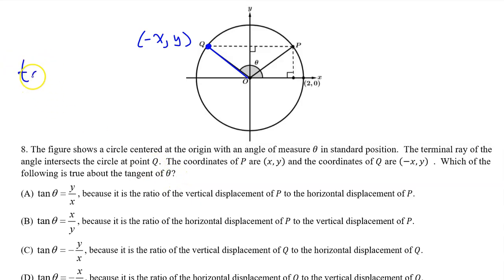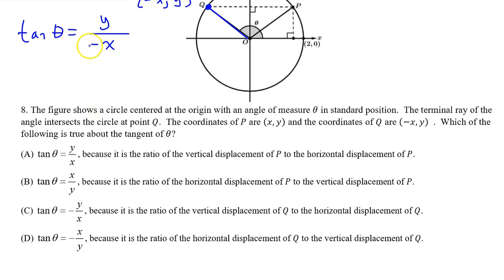We know that the tangent of theta is defined by, now instead of saying y over x, I'm going to say the vertical displacement divided by the horizontal displacement. The vertical displacement of Q is y, and the horizontal displacement is given by the opposite of x. So let's look for the one that says tangent theta equals negative y over x. The answer is C. Tangent theta is equal to negative y over x because it is the ratio of the vertical displacement of Q to the horizontal displacement of Q.